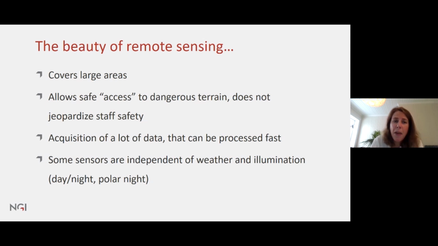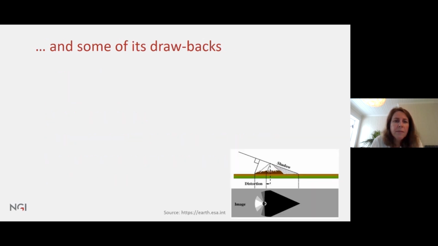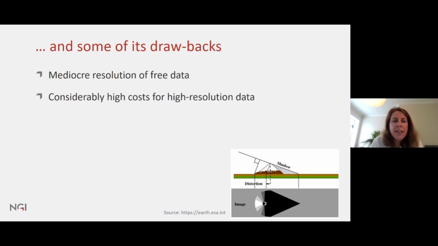However, as with every method, remote sensing also comes with some drawbacks. One of these is that the freely available data has mediocre resolution. It's often around 10 by 10 meters or coarser. There exists much higher resolution data down to half a meter, but this data comes at a considerably high cost.